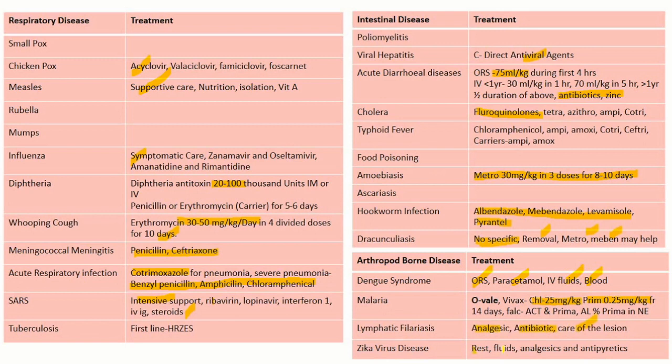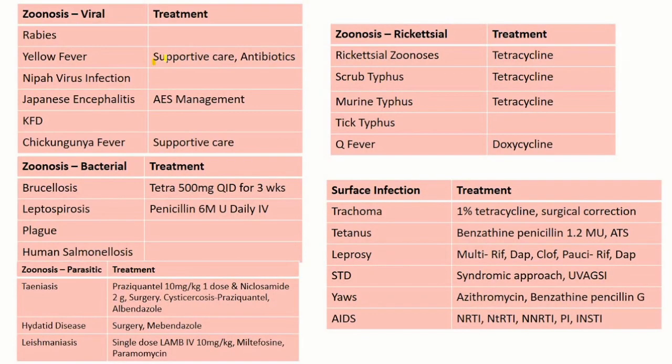Zika virus, rest, fluids, analgesics and antibiotics are the treatment of the choice. For yellow fever, supportive care and antibiotics are the treatment. There is no specific drugs. For Japanese encephalitis, there is AES management, that is acute encephalitis syndrome protocol is there. Chikungunya fever, supportive care should be given. Brucellosis, tetracycline 500 mg QID for 3 weeks is the treatment of choice. Leptospirosis, penicillin 6 million unit daily IV should be given.